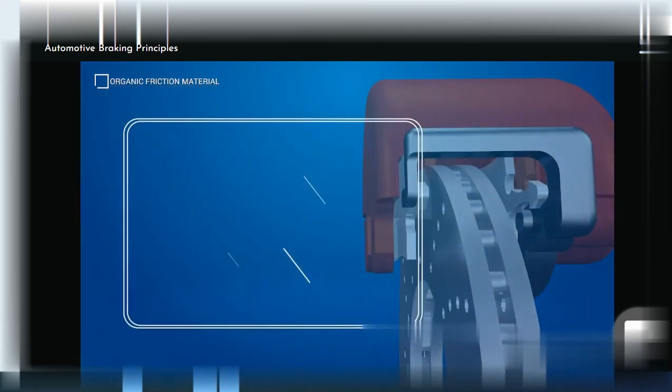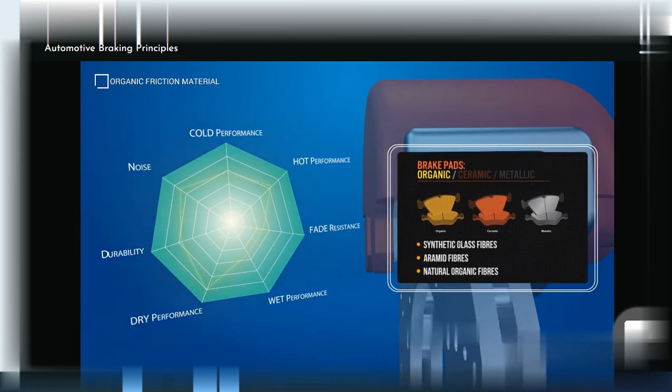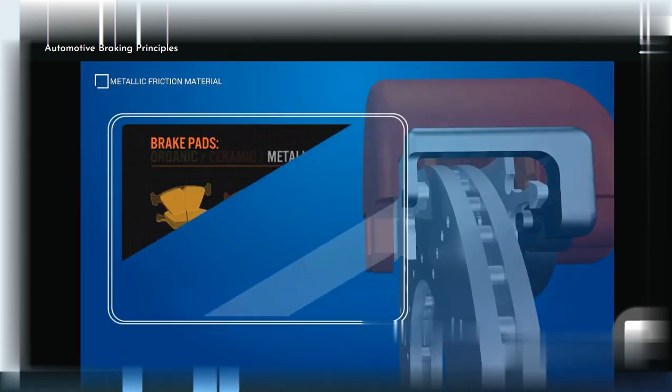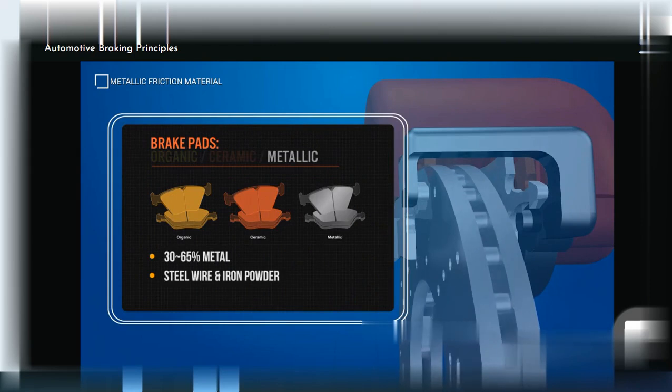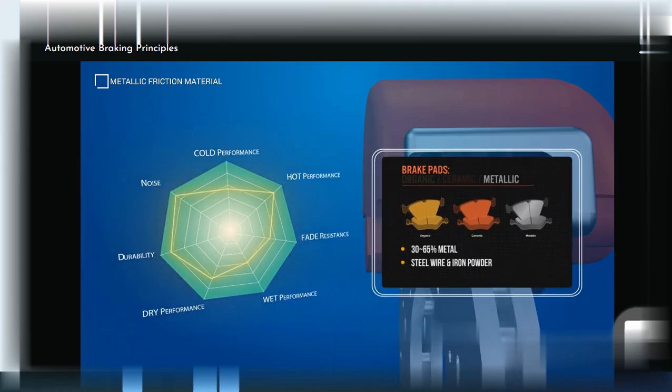Organic friction materials contain a combination of synthetic glass fibres, aramid fibres and natural organic fibres as the main reinforcing ingredient. These materials work best at lower temperatures and normal braking conditions. A metallic friction material may contain between 30 and 65% metal, which can be a combination of steel wire and iron powder. Metallics are a good compromise between wear resistance, noise and performance.